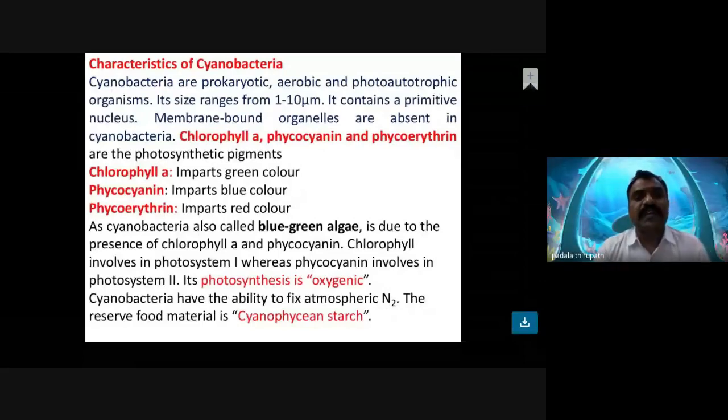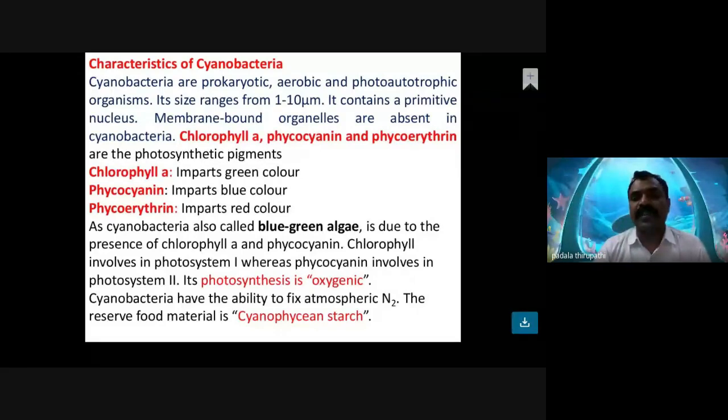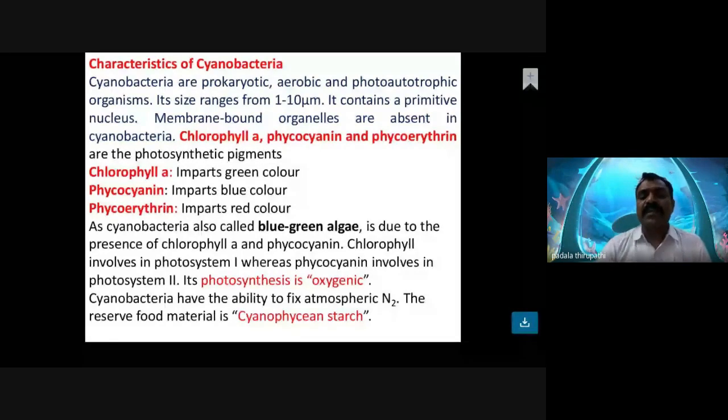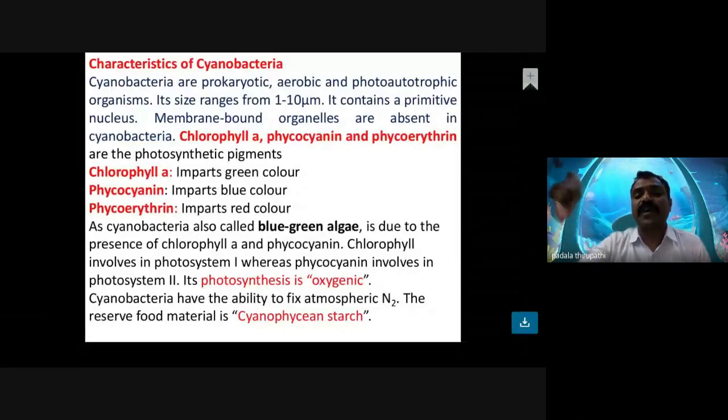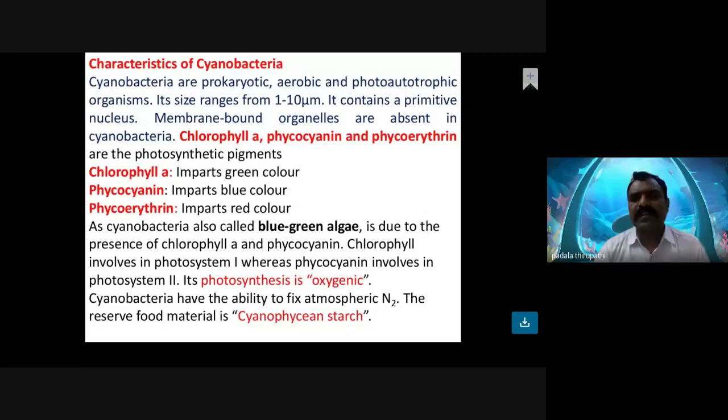So what do you understand about this first point? Cyanobacteria: prokaryotic and photoautotrophic organism. In this photoautotrophic organism, they depend for the carbon source on carbon dioxide in the atmosphere. Have you ever heard the term carbon dioxide? Yes, sir. This is the gas which is present in the atmosphere. How much percentage? 0.03%.